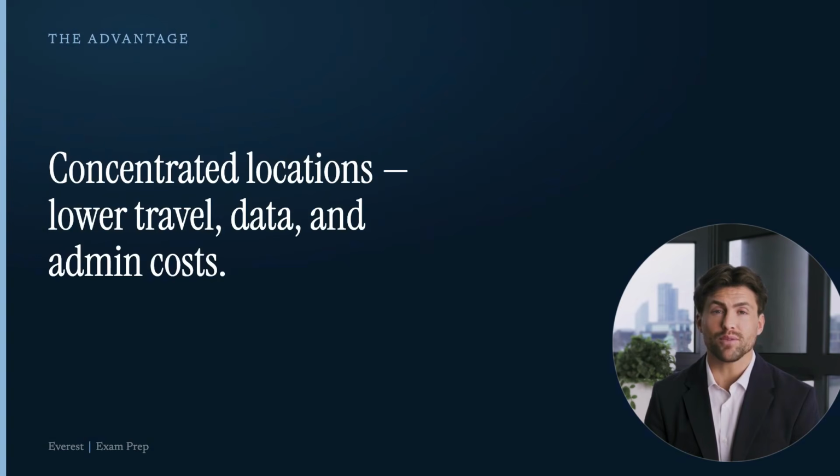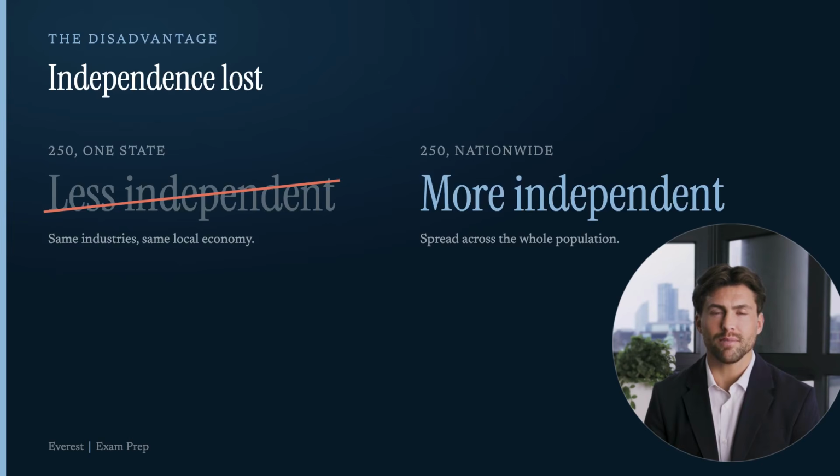The main advantage of cluster sampling is efficiency. It can substantially reduce travel, data collection, and administrative costs, because the sample is concentrated in a limited number of locations or groups. It's particularly useful when a complete list of every individual in the population is unavailable, but a list of clusters is accessible. Its main disadvantage is that members of the same cluster often share characteristics or experiences.